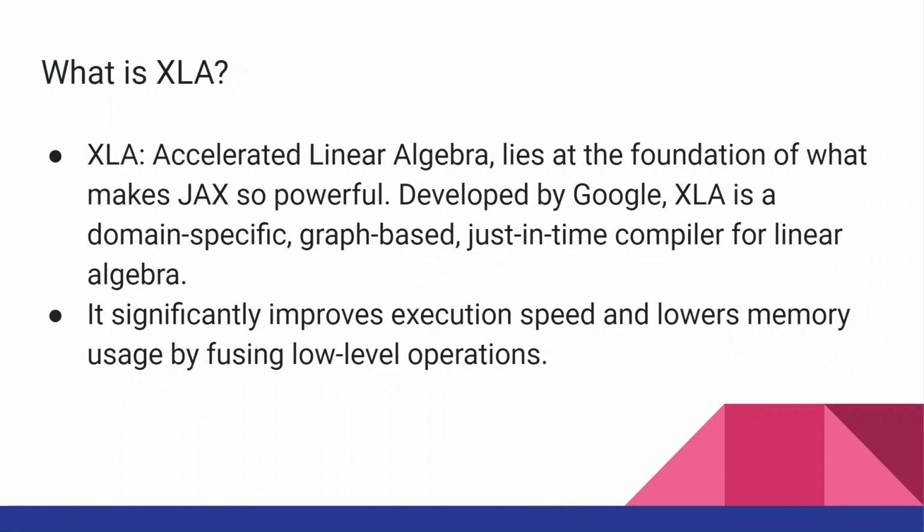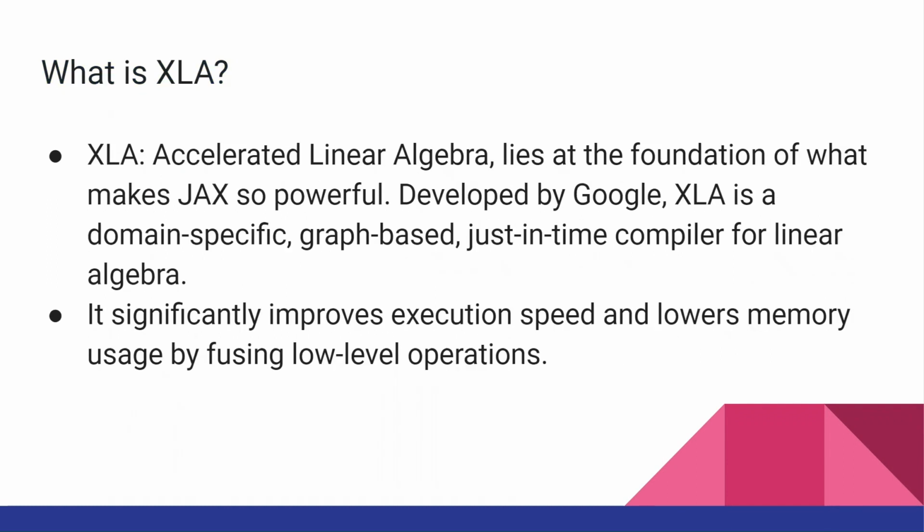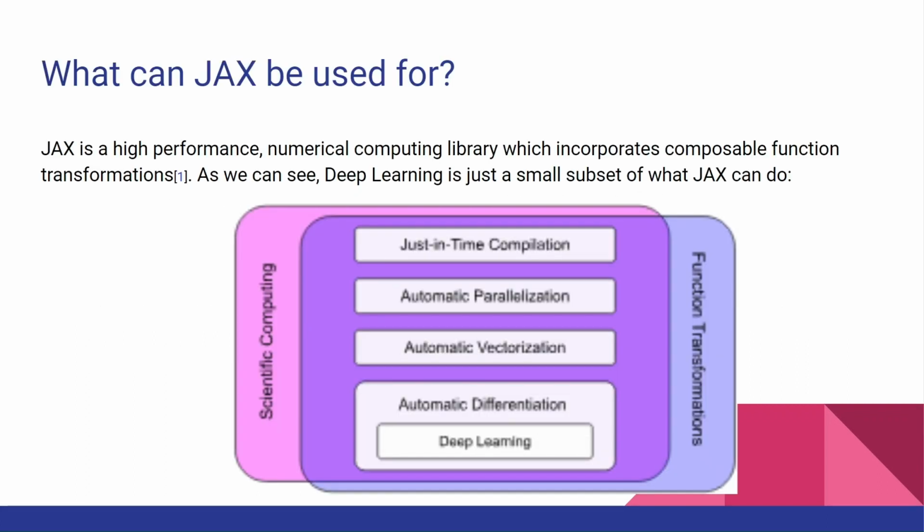And what is XLA? Since we have used the term XLA in the previous one, we also need to get an idea what XLA is. XLA is Accelerated Linear Algebra. It lies at the foundation of what makes JAX so powerful. This was developed by Google, I think, in 2018. XLA is a domain-specific graph-based just-in-time compiler for linear algebra. Using XLA improves execution speed and lowers memory usage by fusing low-level operations. And this is basically what makes JAX useful.